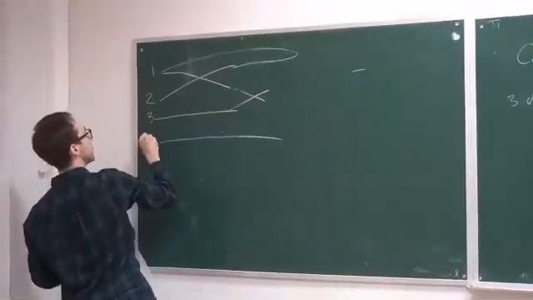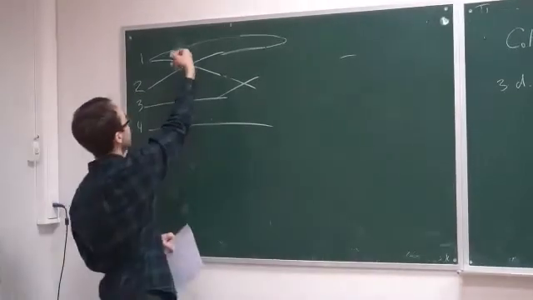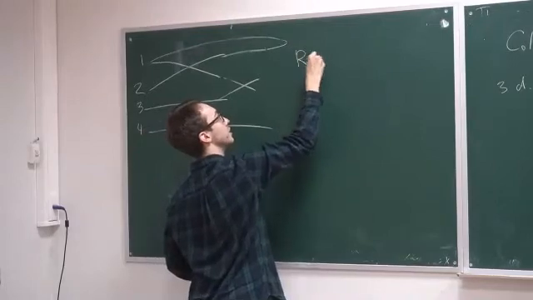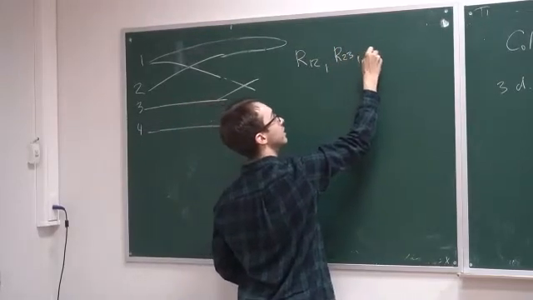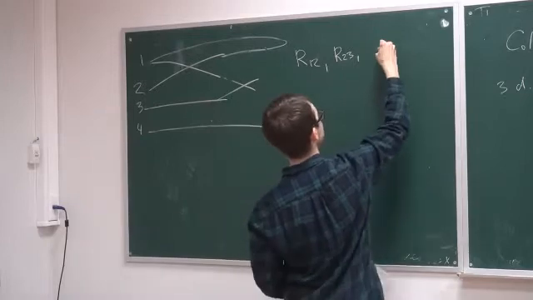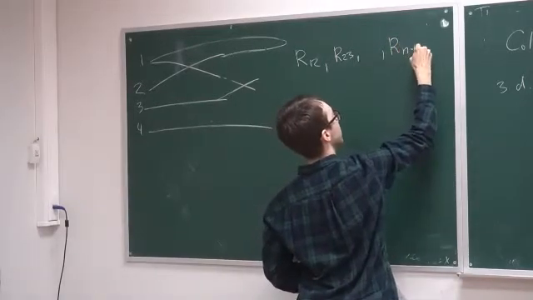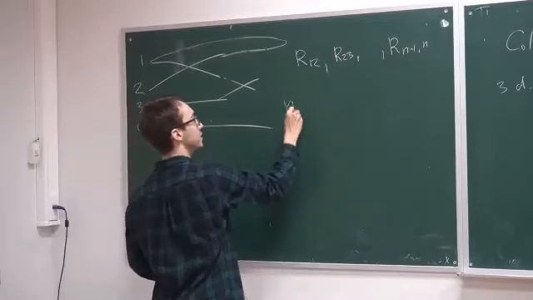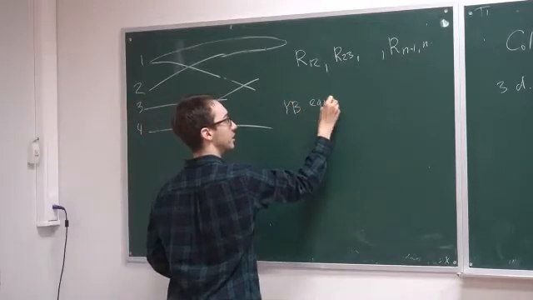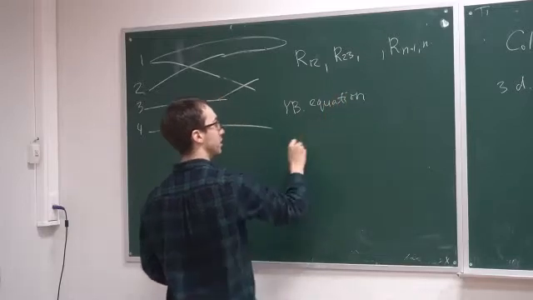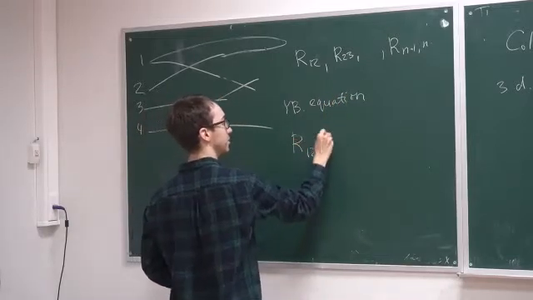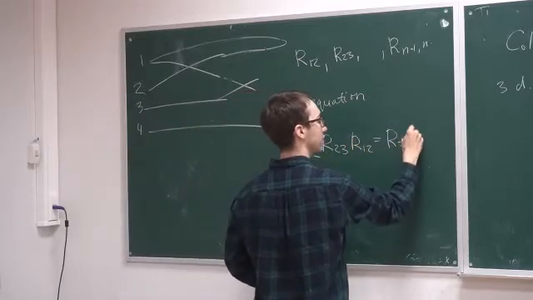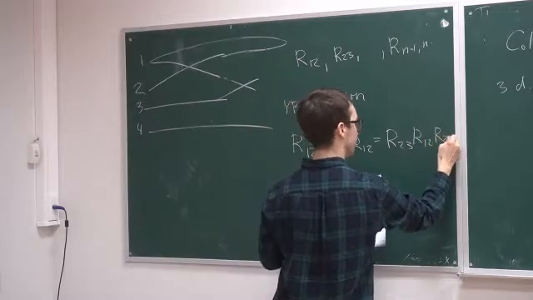So we have a number of strands. Then we have intersections in any subsequent strands. So we have R12, R23, R matrices, R_{n-1,n}. They satisfy the Yang-Baxter equation, which is R12 R23 R12 equals R23 R12 R23.